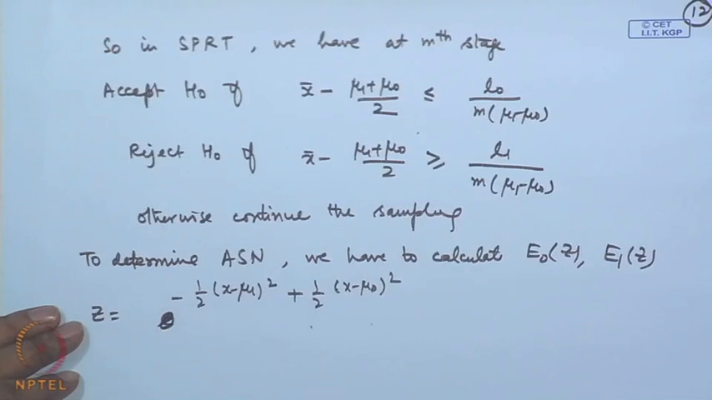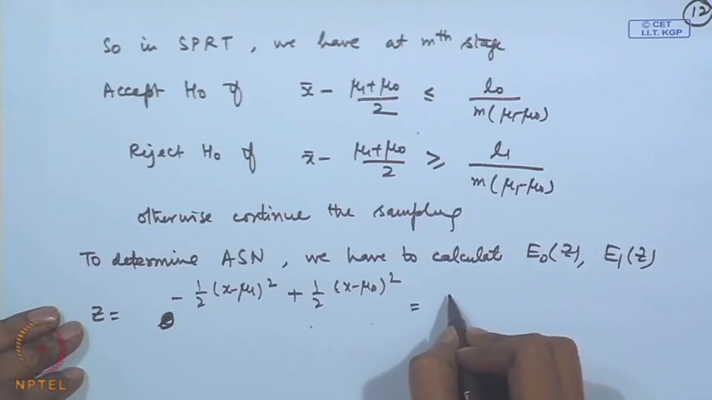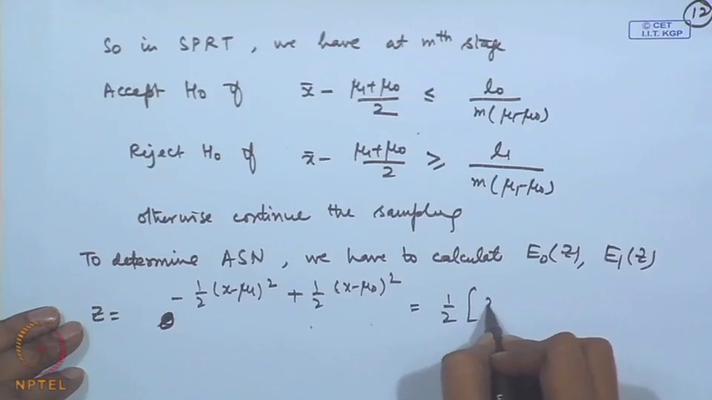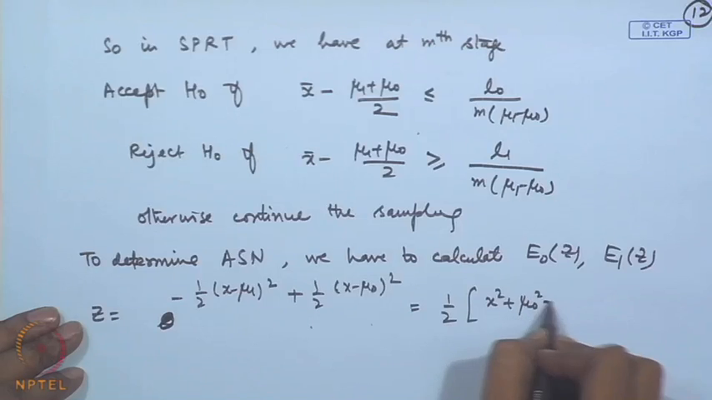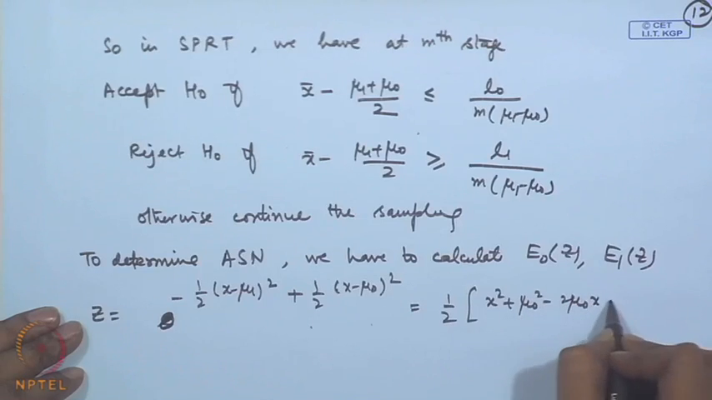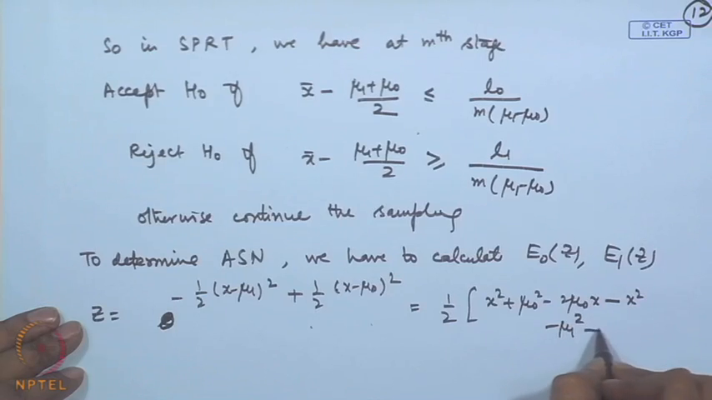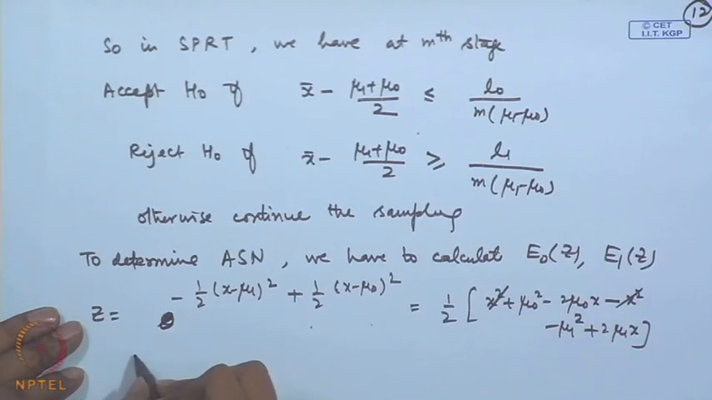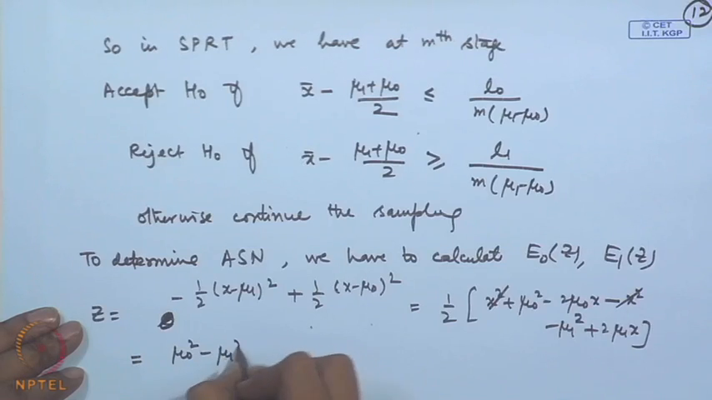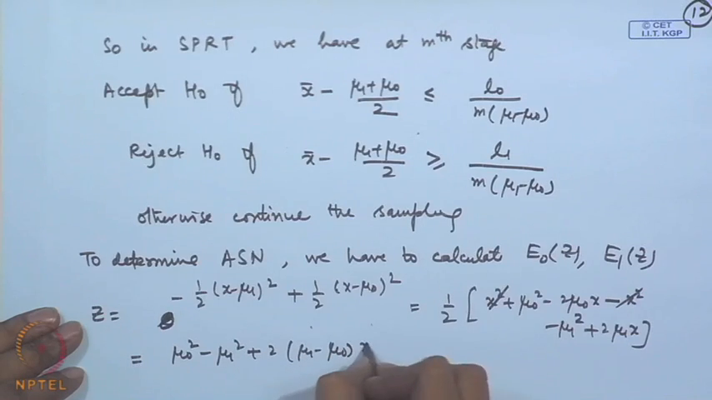So, this will go away, that is equal to half x square plus mu naught square minus 2 mu naught x minus x square minus mu 1 square plus 2 mu 1 x. This term gets cancelled out, you are getting equal to mu naught square minus mu 1 square plus twice mu 1 minus mu naught x.